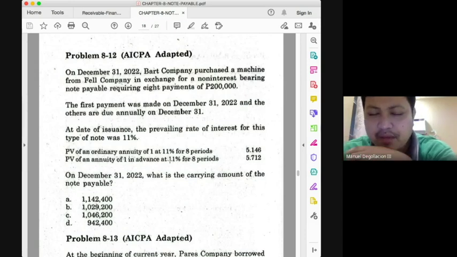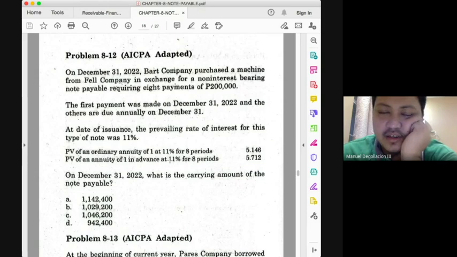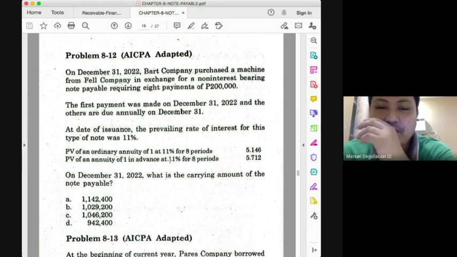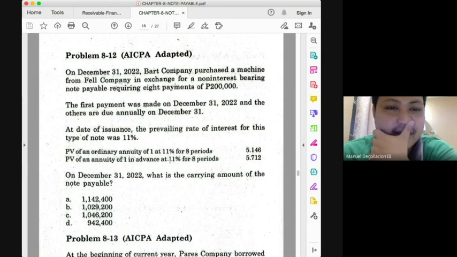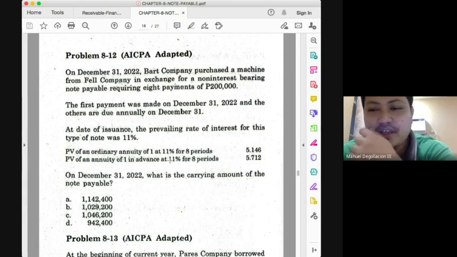They would be able to get that they will be using the 5.712, because that would be your reference point. That is where you will be starting. You will be using 5.712, and then multiply it with 200,000. And the 1,142,400 that you would get, class, is the present value of the 8 payments of 200,000 before the first payment.